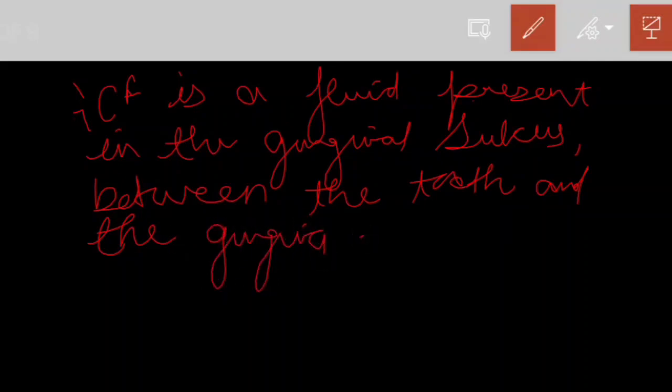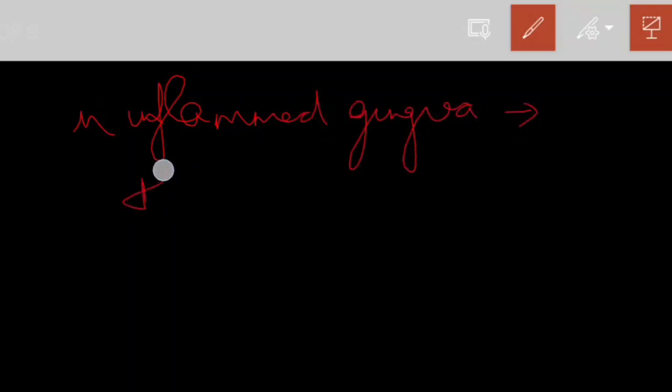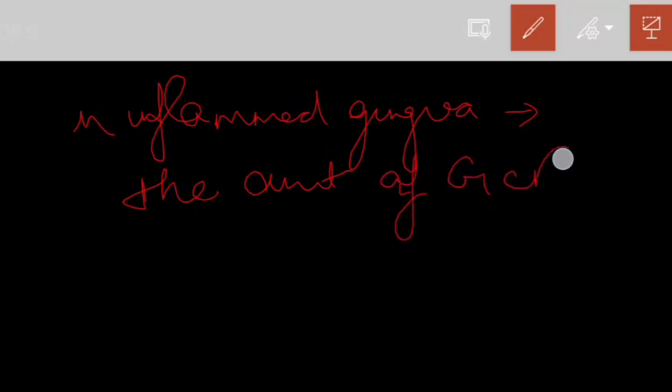So, in healthy gingiva, the amount of GCF present is very small. But in inflamed gingiva, the amount of GCF is increased. So GCF is an important indicator of periodontal disease activity.